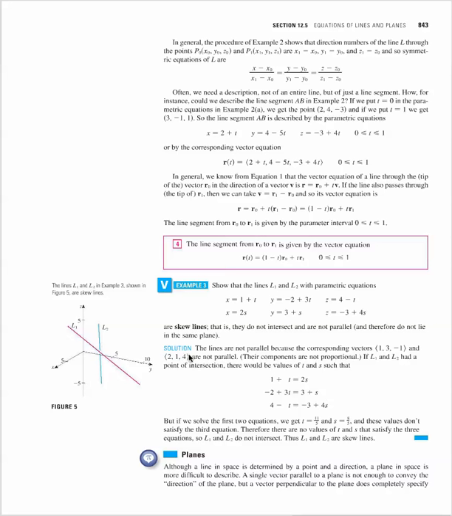Example 3 is a really good example of working with lines once you have equations for them, and I urge you to pay special attention to this example. There's some cool stuff going on here.